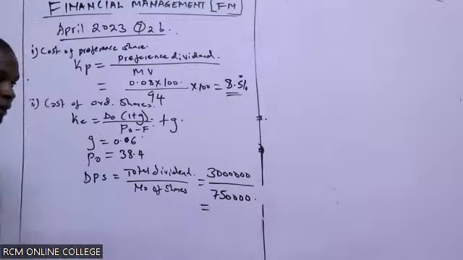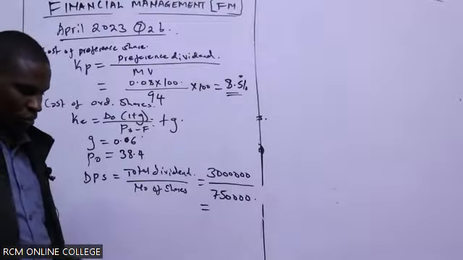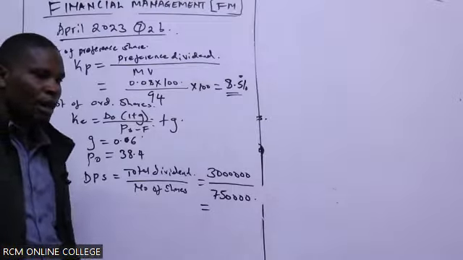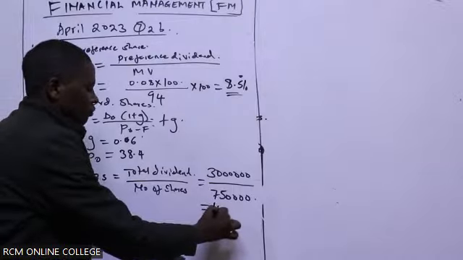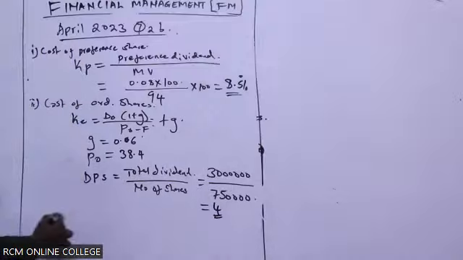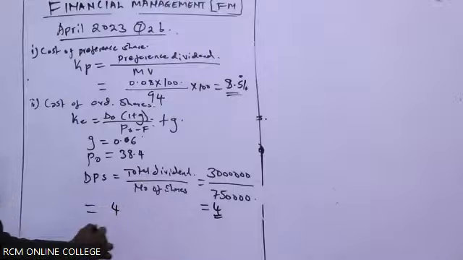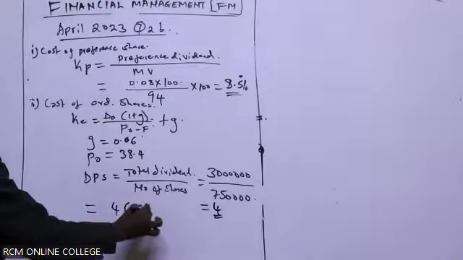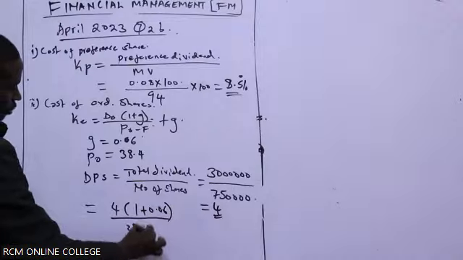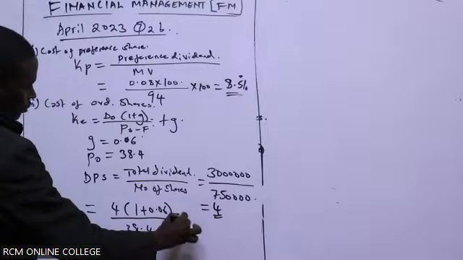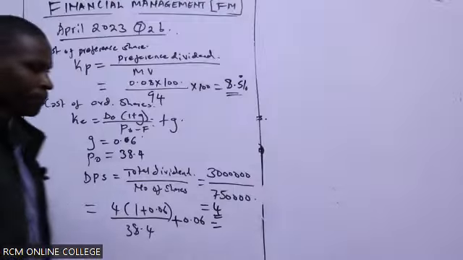Haya, itakuwa ngapi? What is our DO? Once we get that, we shall be good to go. 4 shillings. So with that, we are able now to compute our KE. You can just put 1 plus 0.06 divided by 38.4. Atuna flotation, and then we add 0.06. What will be our KE?